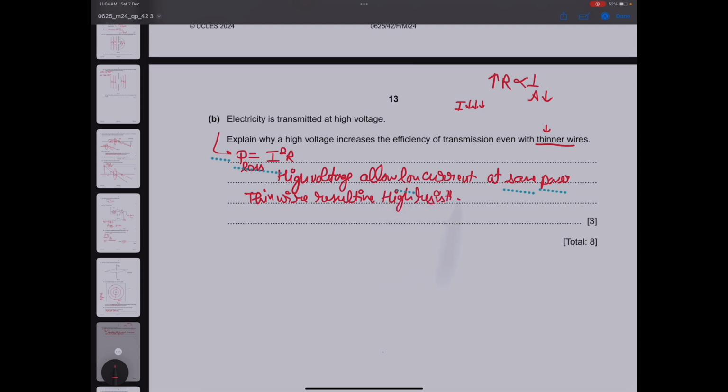See, we tried to connect it here, no? That thin wires result in higher resistance. If high resistance is there, current will be low. Then you apply P is equals to I square R. If the current is low, power loss will be low as well. I think it makes sense to you now.